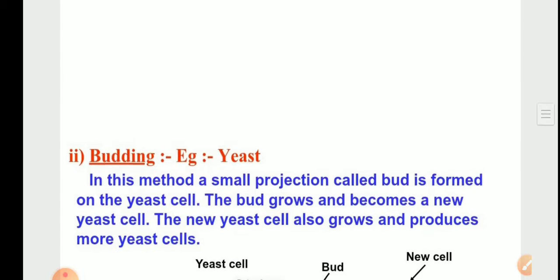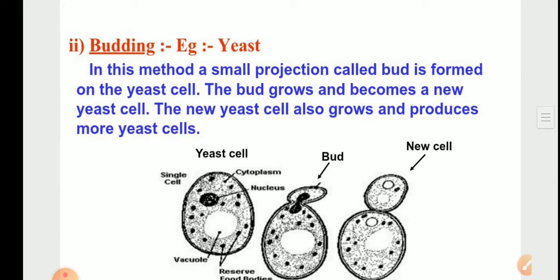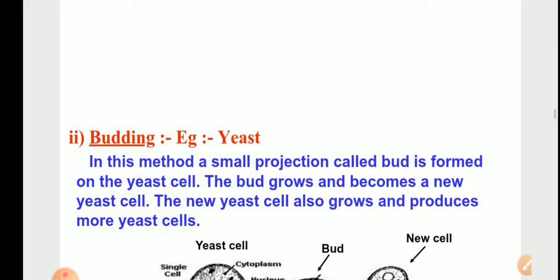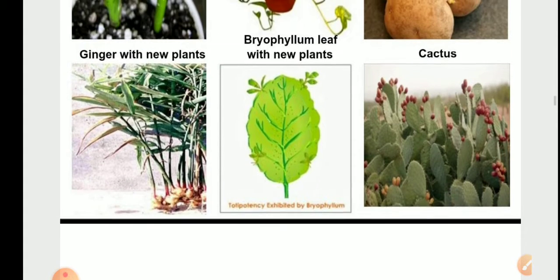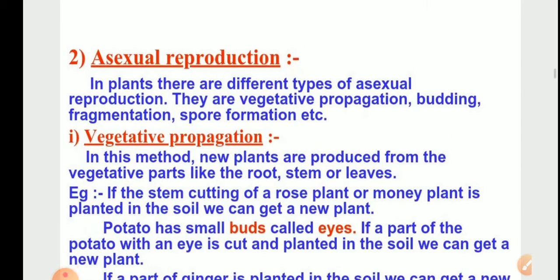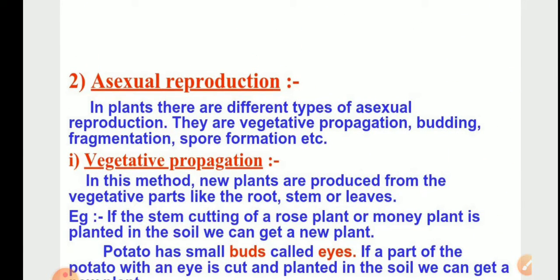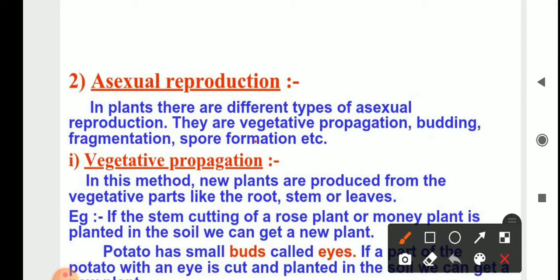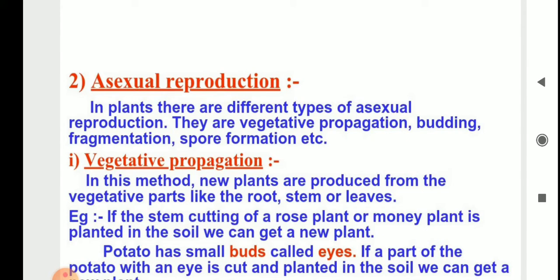Now we will study budding. The parts of asexual reproduction we have listed are budding, fragmentation and spore formation. So now, after vegetative propagation, we will study budding.